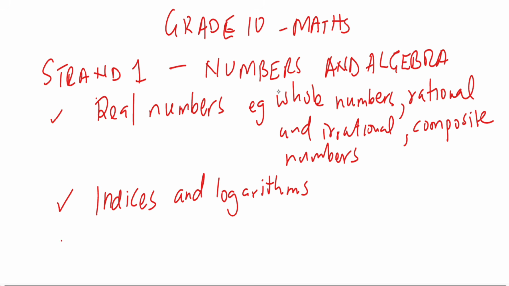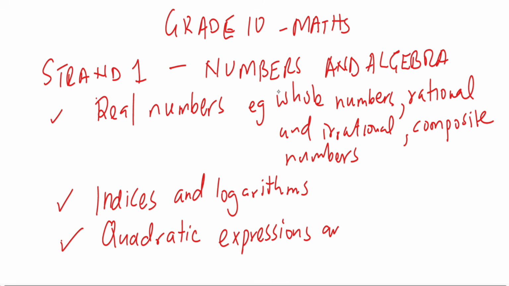Now that's on that aspect of indices and logarithm. Indices mainly is included in algebra, but some aspects of it are also included in numbers. So that's why it's both inclusive. Now we also have in the strand of numbers and algebra, quadratic expressions and equations. This might be a new concept to you because you are not taught it in grade 9. So this is a new concept.